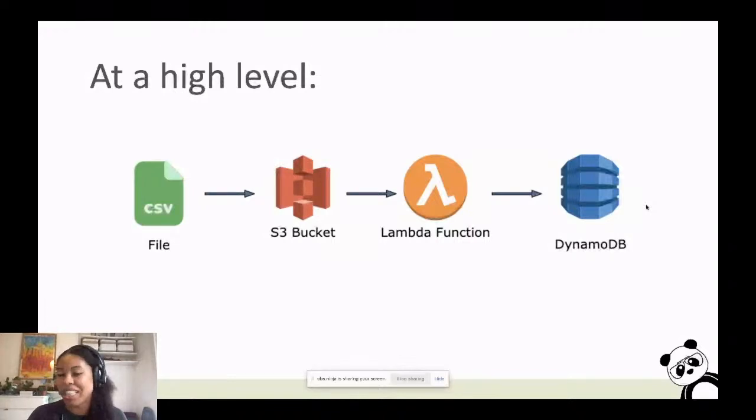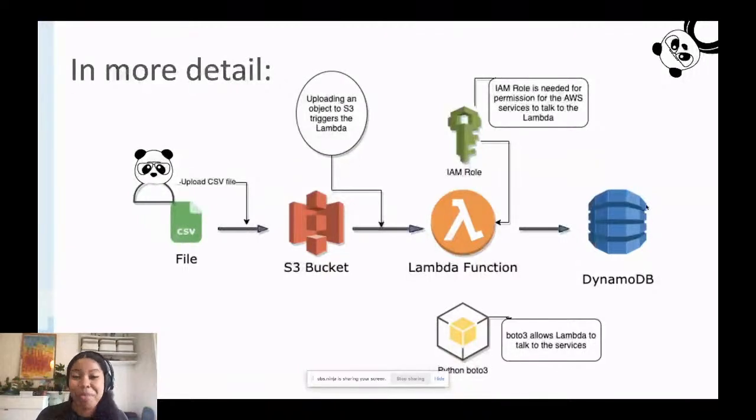So this is what we're doing today at a high level. We are taking our CSV file, our comma separated value file. It is being uploaded into an S3 bucket. The Lambda function has code that connects the AWS services, and then it's parsed into DynamoDB. In more detail, the user, or us in this case, will be uploading a CSV file.